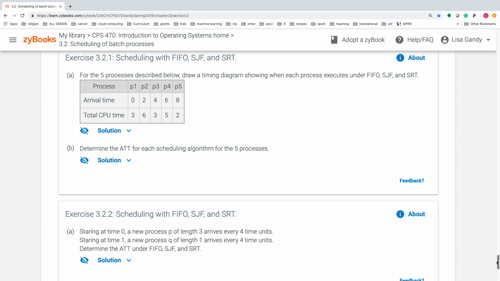We're doing 2.2.1. We have to do it for all of them.